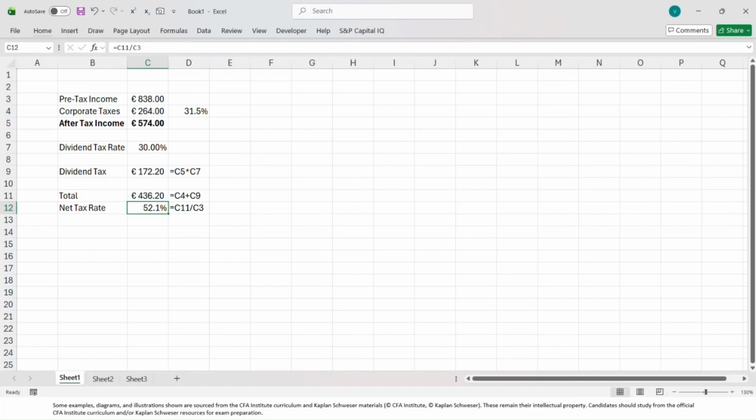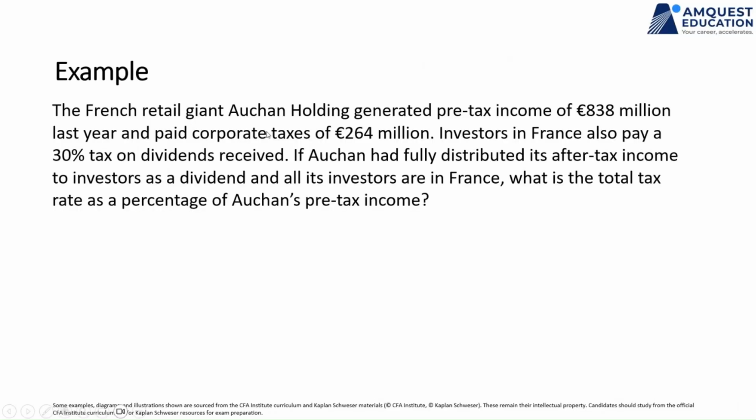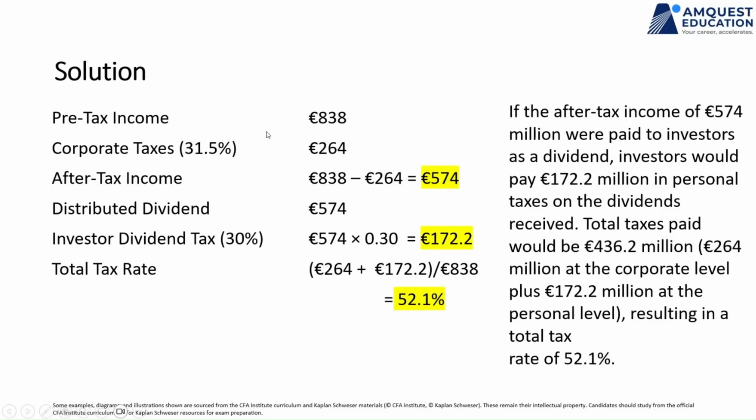So as a person who's going to evaluate some of these elements, we need to be very sure how the taxation works. I know our course is not a taxation course, but we cannot stay away from taxation for a long period of time, given it has an impact on several decisions taken under the ambit of finance. So yes, 574 multiplied by 30% is 172, 264 plus 172 divided by 838 is 52.1%.